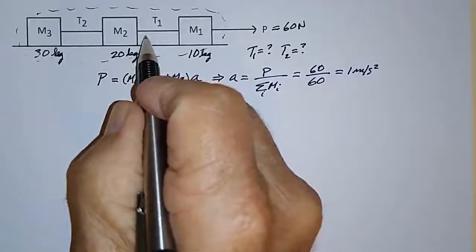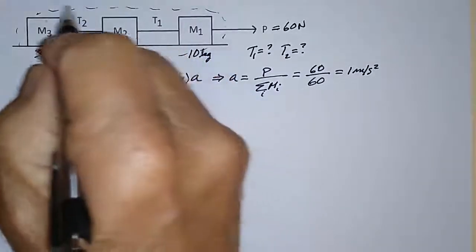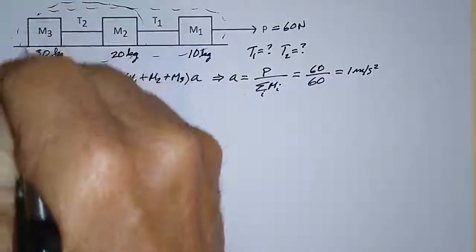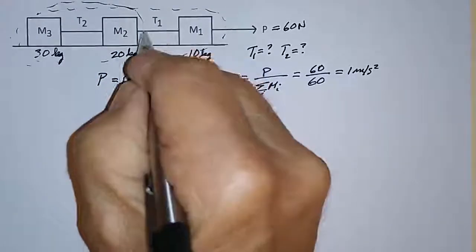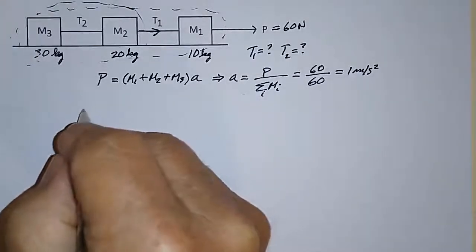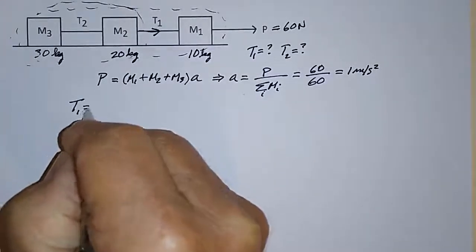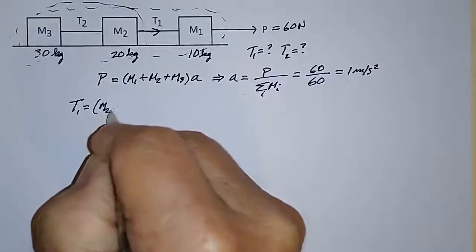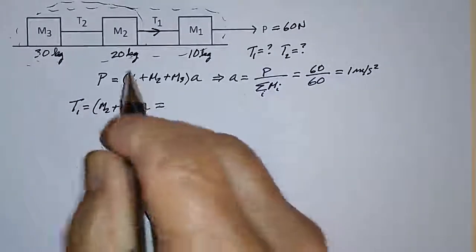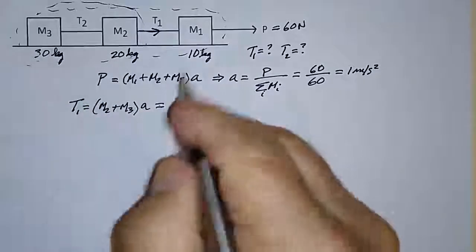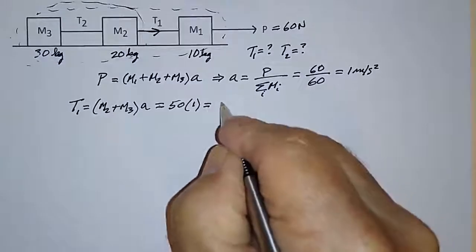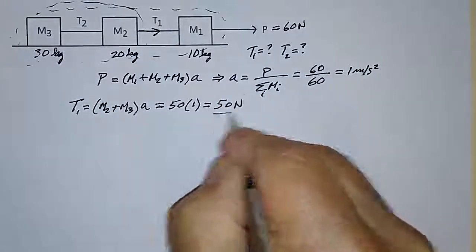Look at the forces that are accelerating masses 2 and 3. Mass 2 and 3 together are being accelerated by the force T1 in this direction. So we can write that F net, which is T1, is equal to M2 plus M3 times A, and that's equal to M2 plus M3, that's 50 times A, which is 1. So T1 is equal to 50 newtons.